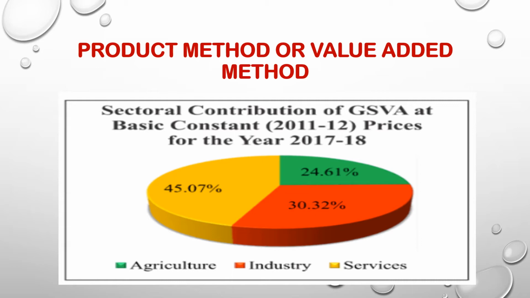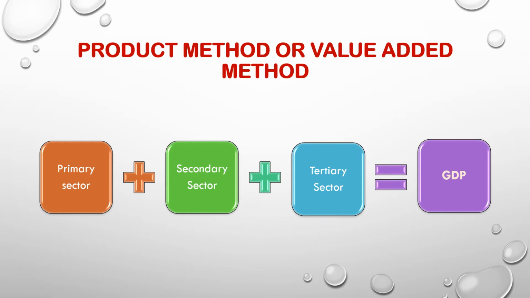This sector contribution we have to increase, the secondary sector contribution towards GDP in India. We have to look after this sector. So here we can see the distribution of three sectors. So how can we calculate this GDP? The addition of primary sector income plus the addition of secondary sector income and the addition of tertiary sector income is equal to GDP or GSVA.